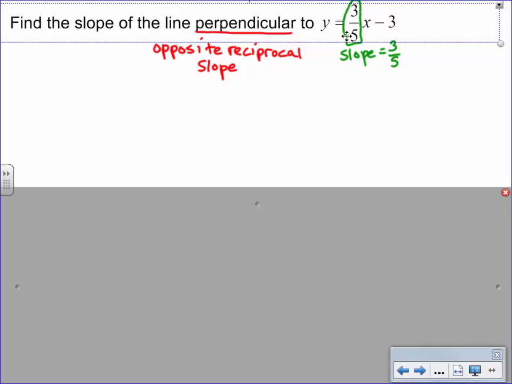And so to find the perpendicular slope, we need to find the opposite of 3/5, which is, well, 3/5 is positive, so the opposite is negative, and the reciprocal of 3/5, we would change that to be 5/3. So the perpendicular slope would be negative 5/3.